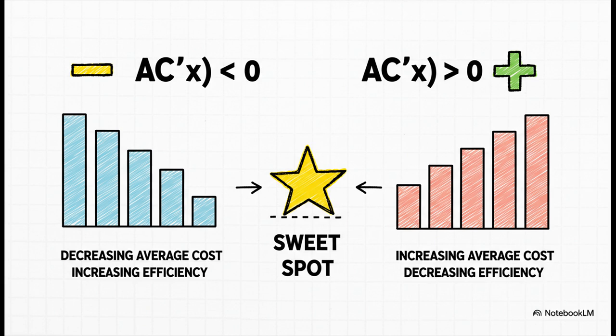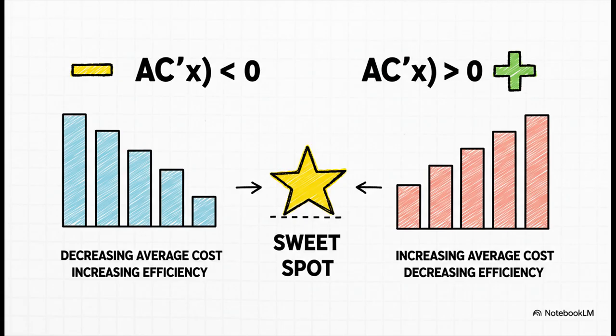When AC prime of x is negative, it's telling you that making one more unit will decrease your average cost. You're in a good spot. You're on the right side of the efficiency curve. But when AC prime of x is positive, the opposite is true. Making one more drone will actually increase your average cost. That's a red flag that inefficiencies are creeping in.